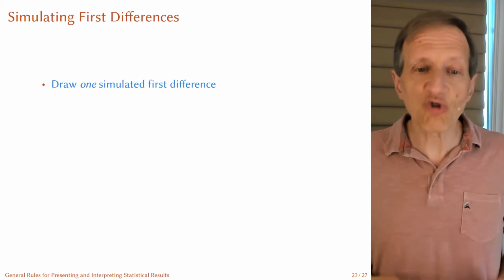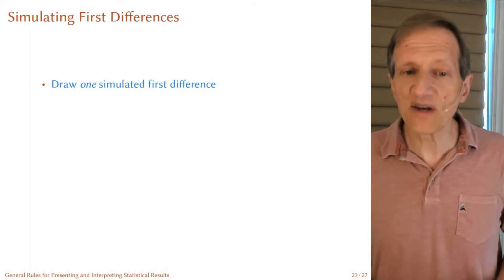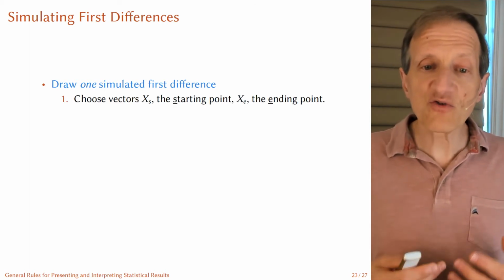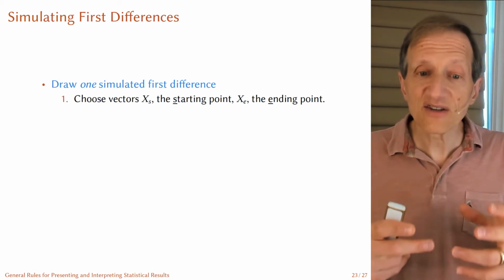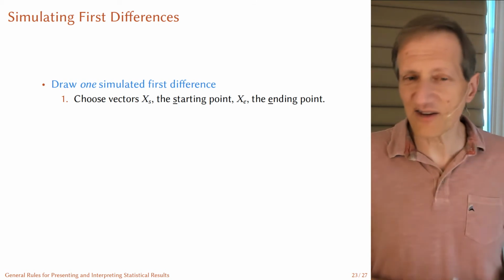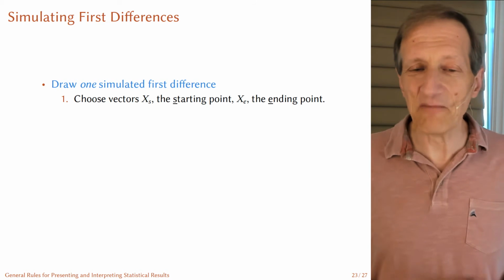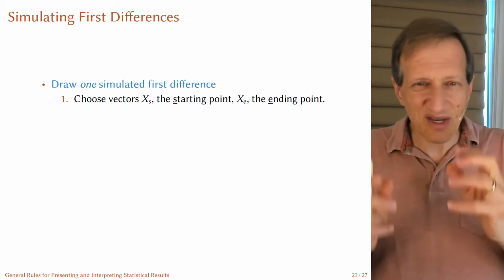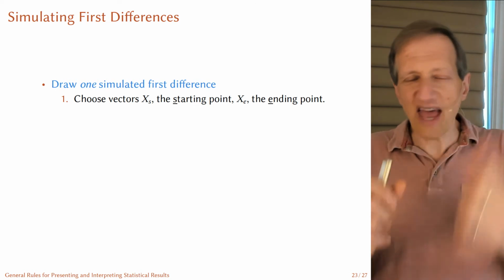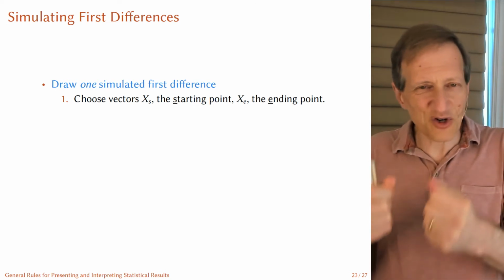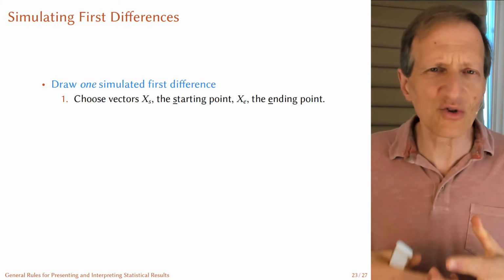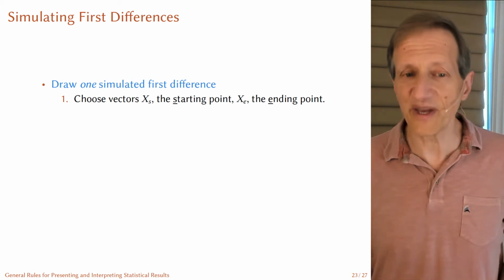So we're going to simulate first differences. To draw one simulated first difference involves the following. We're going to choose vectors of x sub s for the starting point and x sub e for the ending point. Works just like before. We have to choose those. Maybe they're all the same except for the value of one variable. Maybe the s is for New York and the e is for Chicago, and we're going to move from the average of one to the average of the other. We get to choose what it is we wish these to be.